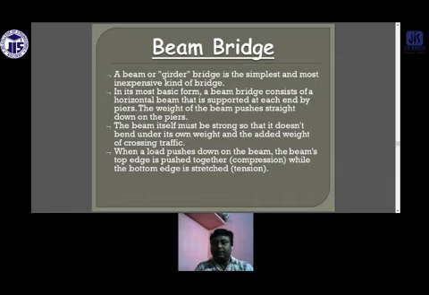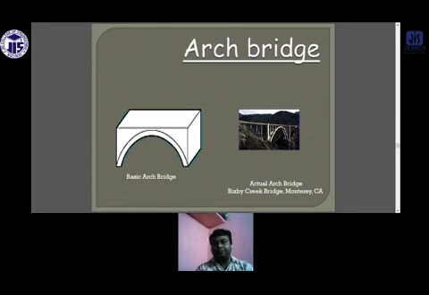It consists of a horizontal beam that is supported at each end by the piers. The weight of the beam pushes straight down on the pier. The beam itself must be strong so that it does not bend under its own weight, that is the dead load, and the added weight of the crossing traffic, the live load or moving load, and also the wind load. When a load pushes down on the beam, the top edge is pushed together in compression, while the bottom edge is in tension.